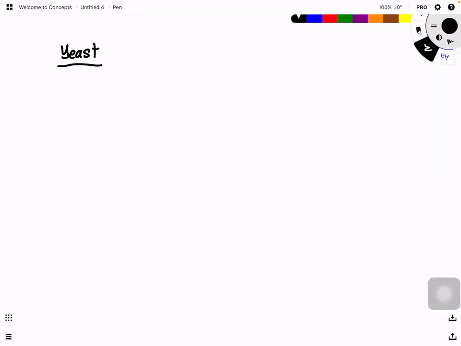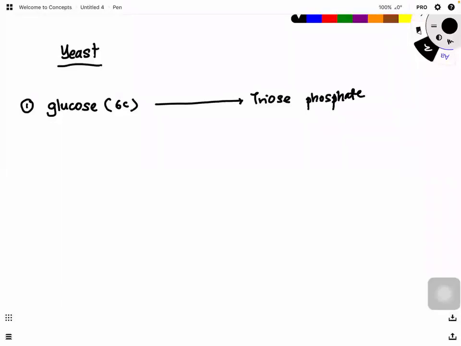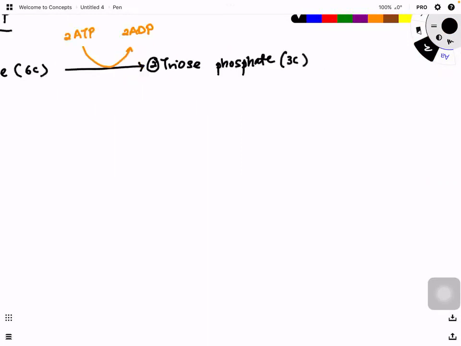Okay, so in terms of the general process, glycolysis comes first. One molecule of glucose, 6-carbon, undergoes a series of reactions and we get triose phosphate. In this process we have the input of 2 ATP, giving 2 ADP. Then we get 2 molecules of triose phosphate, 3-carbon. Now, what happens here? Triose phosphates are going to be oxidized into pyruvate.